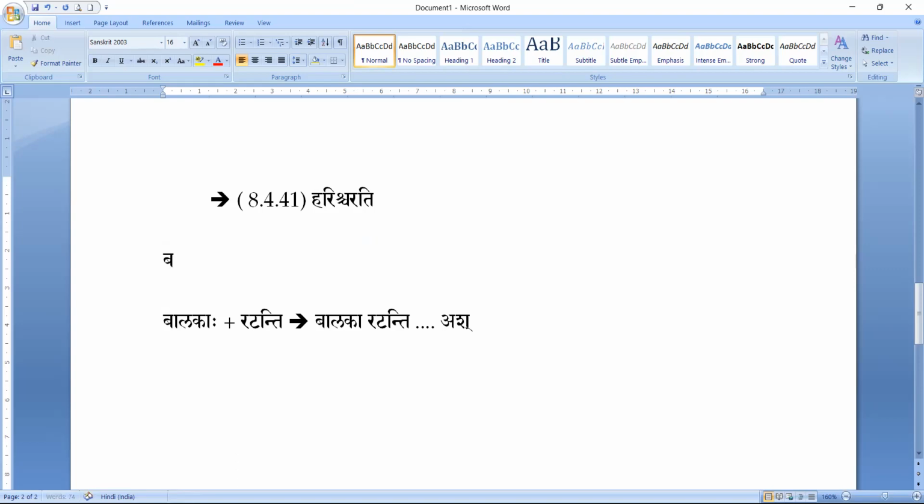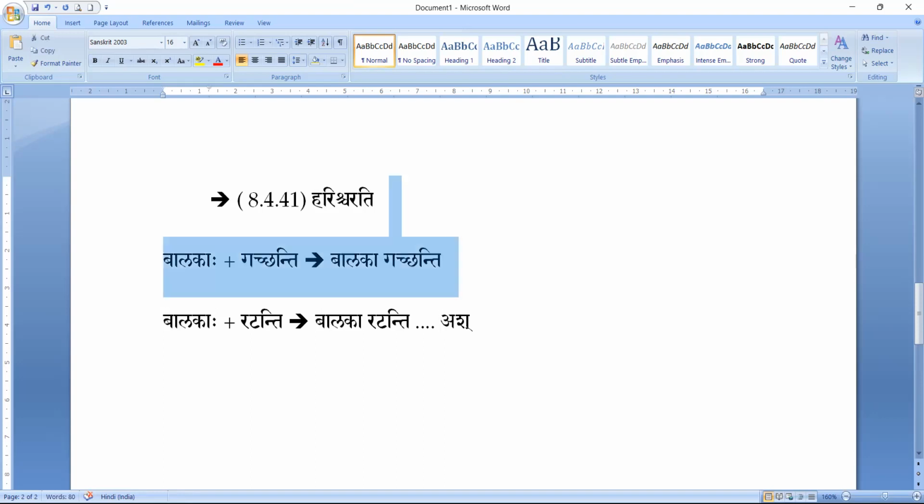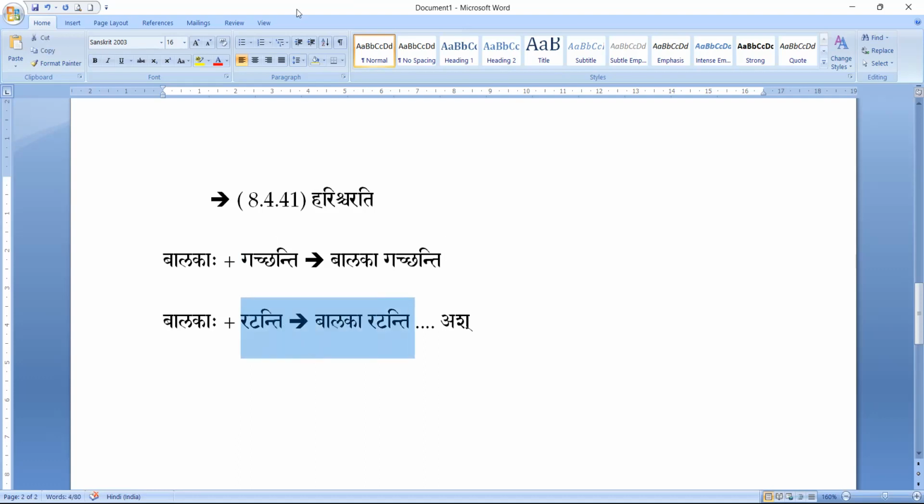Now one more: balakaha gachanti. What is the sandhi? This is a soft consonant. What will happen? Here also the same thing. Balaka gachanti. But there is a difference between these two. In balakaha gachanti, ru is replaced by yakara, and yakara becomes lopa. Whereas here, the current rule we are seeing will apply.